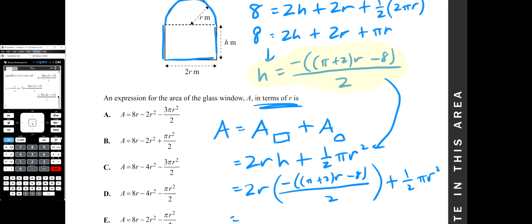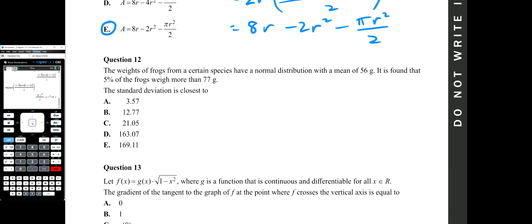Now it doesn't look like any of the options, so we're going to expand it. Menu 3, expand, take that answer, and there we go. So we have an answer of 8r minus 2r squared minus pi r squared all over 2. Looking at the 5 options, does that align with anything? 8r minus 2r squared minus pi r squared on 2. That looks like option E. So let's go with that. There, that is how you work out the area in terms of just the radius.